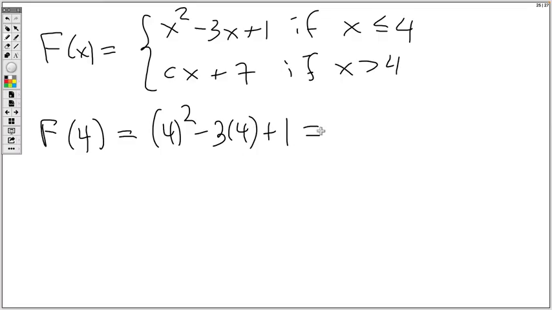What's that? 5? Yeah, 16 minus 12 plus 1, right? 5. All right, now I need to look at the limit as x goes to 4 of f of x.